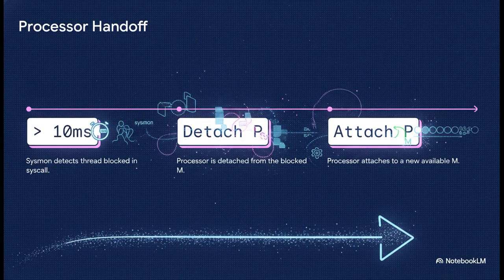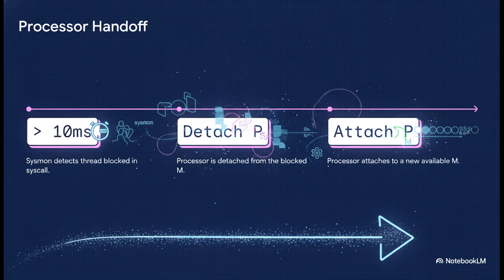Before the system call fully takes over, the runtime records that the Go routine is stepping away. Then, if the thread remains blocked in the syscall for too long, specifically more than 10 milliseconds, which is often detected by a background thread called sysmon, the runtime forcefully detaches the processor baton, the P, from the stuck thread, the M. It takes that processor along with its entire queue of waiting Go routines and attaches it to a new available thread.